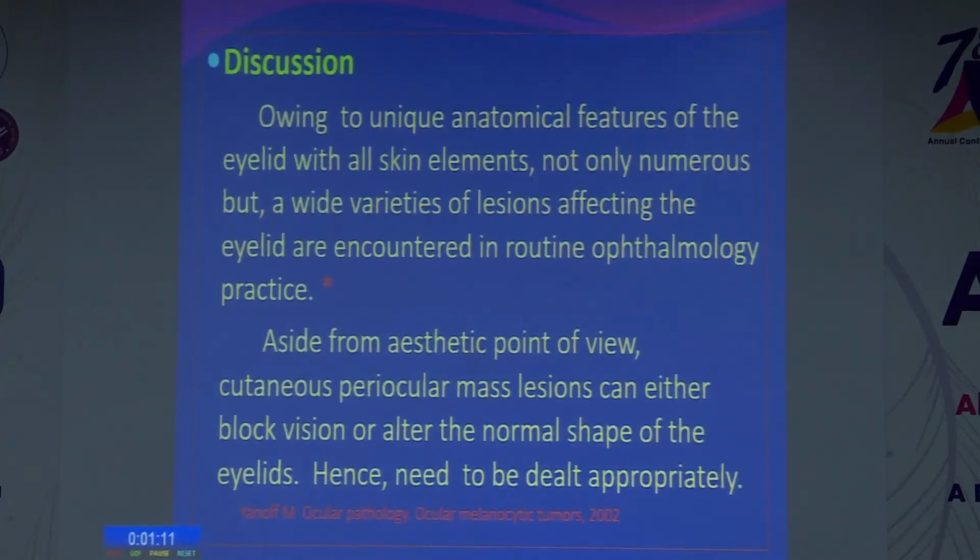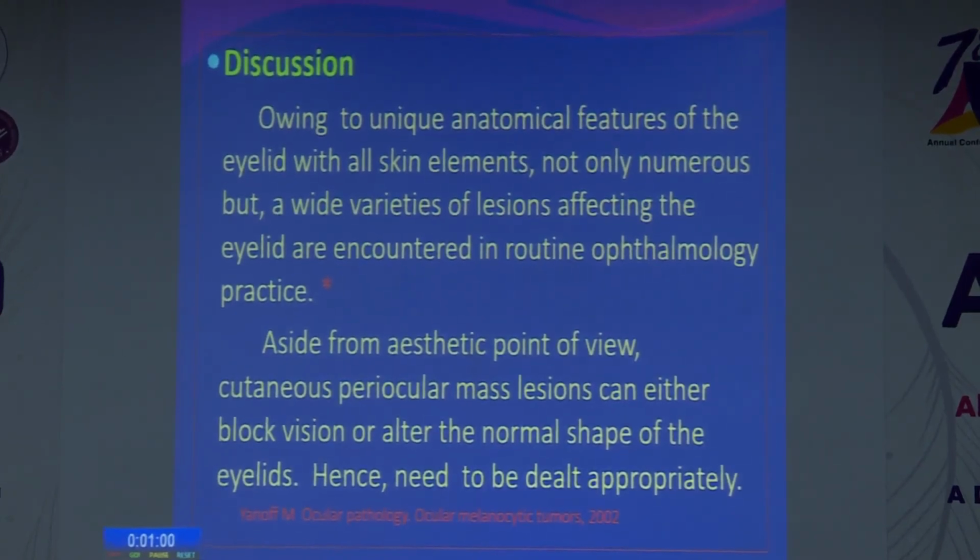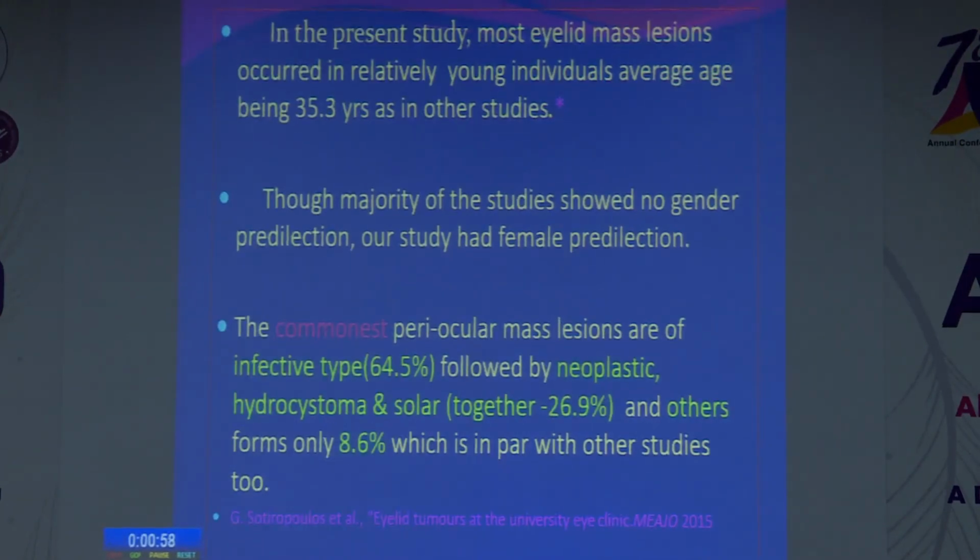Owing to the unique anatomical features of the eyelid and with all the skin elements, not only numerous but wide varieties of lesions affecting the eyelid are encountered. Aside from the aesthetic point of view, the cutaneous periocular mass lesions can either block vision or alter the shape, hence need to be dealt with. In the present study, most of the lesions occurred in younger individuals similar to other studies but differed in having female predilection, while the causes were similar.